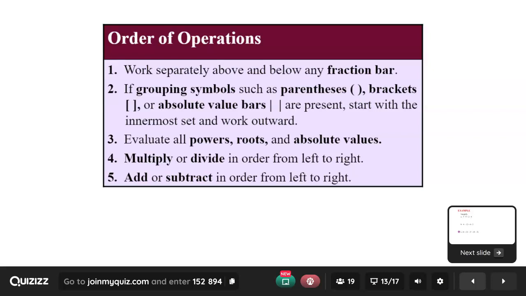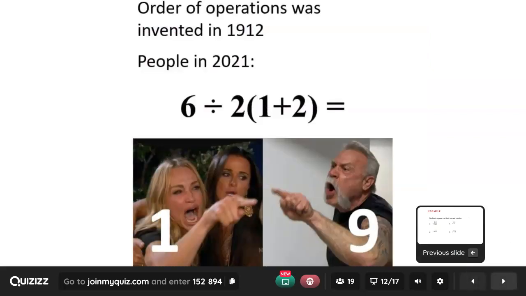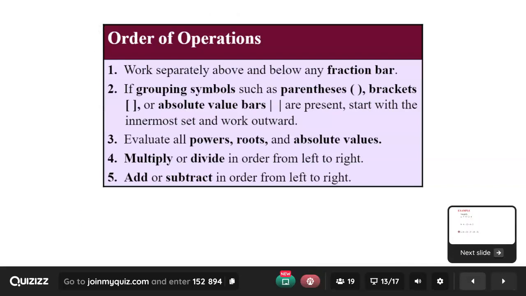Multiplication and division have to be done at the same time from left to right. Just like in this last one, I've got division and then multiplication, so I need to do the division before I do the multiplication. So it has to go from left to right. And same thing with addition and subtraction: whatever shows up first, you do that first, in order from left to right.